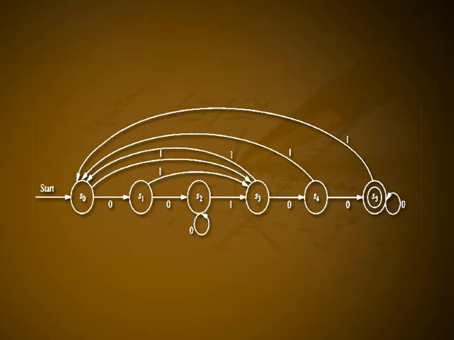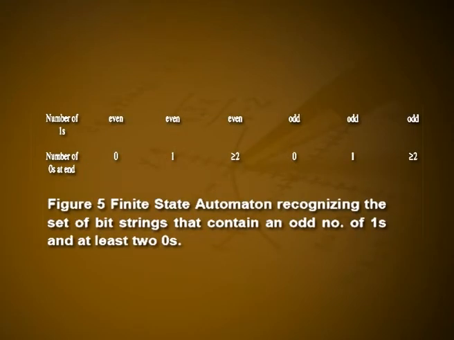when it contains an odd number of ones and ends with no zeros, when it contains an odd number of ones and ends with 1 0, and when it contains an odd number of ones and ends with 2 zeros. The state S5 is a final state. The finite state automaton in figure 5 recognizes the set of bit strings that contain an odd number of ones and end with at least 2 consecutive zeros. This is the figure which gives the finite state automaton recognizing the set of bit strings that contain an odd number of ones and at least 2 zeros.